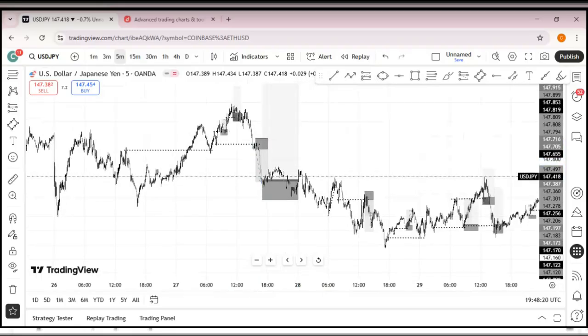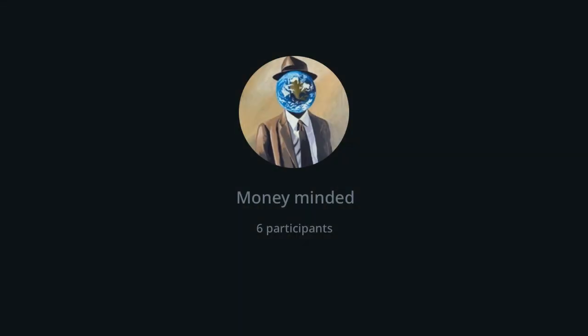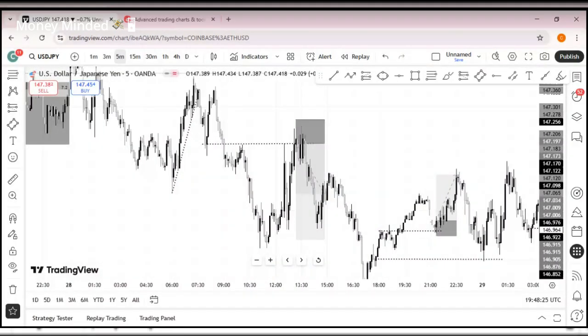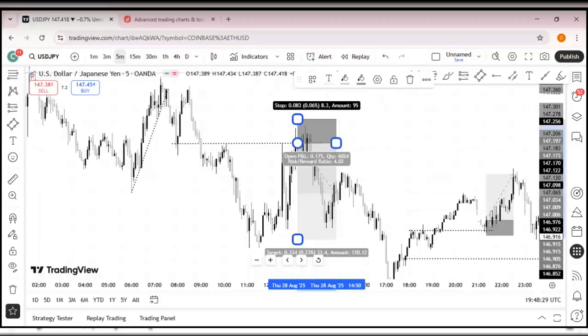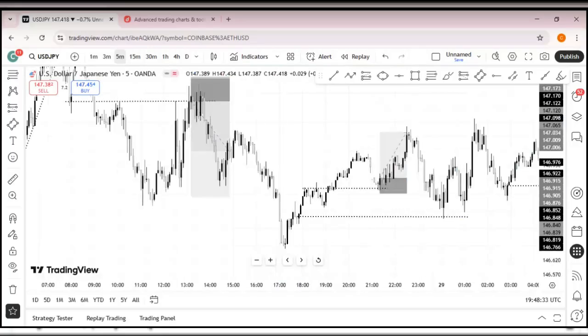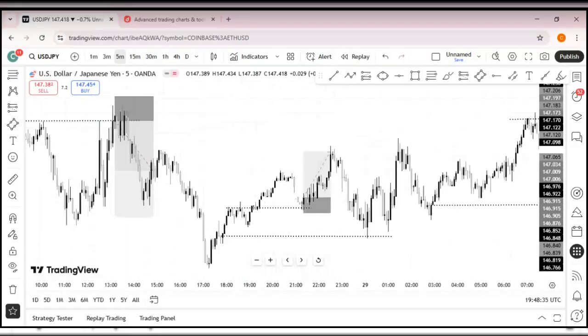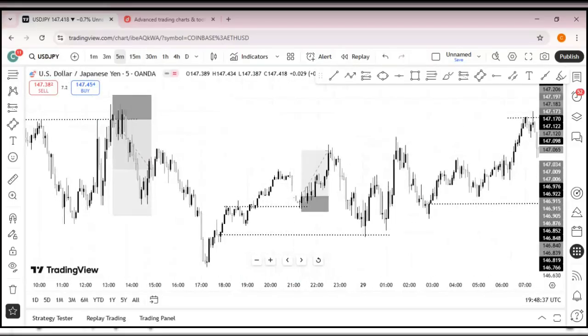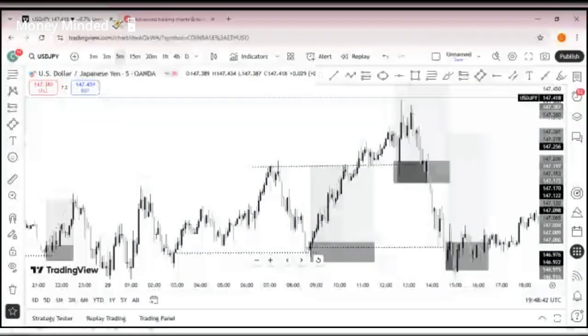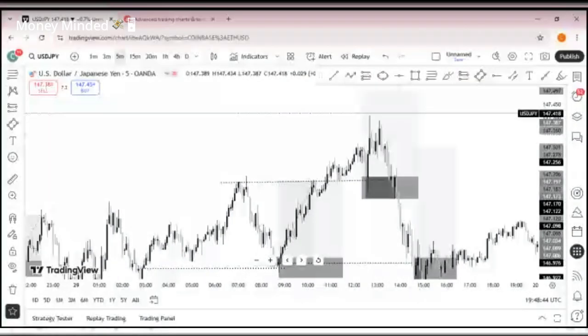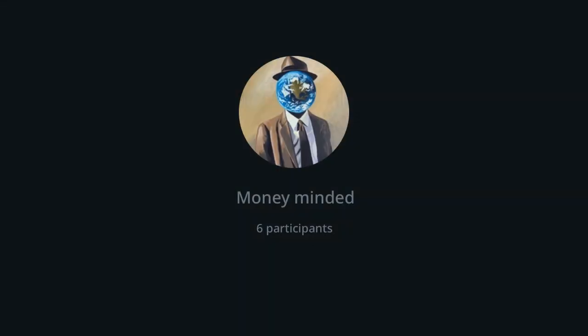You can see. Then I also use it here again. You can see it plays out full TP. Here as well, full TP. This is a continuation. This is a breaker block. I actually hit break even on this trade. This is also a continuation.